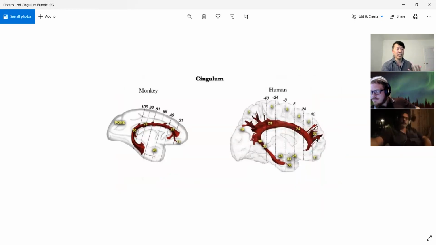Let me go through some of these very special connections of the polar frontal cortex. So the polar frontal cortex is here. It's not drawn in, but area 10 is right here.